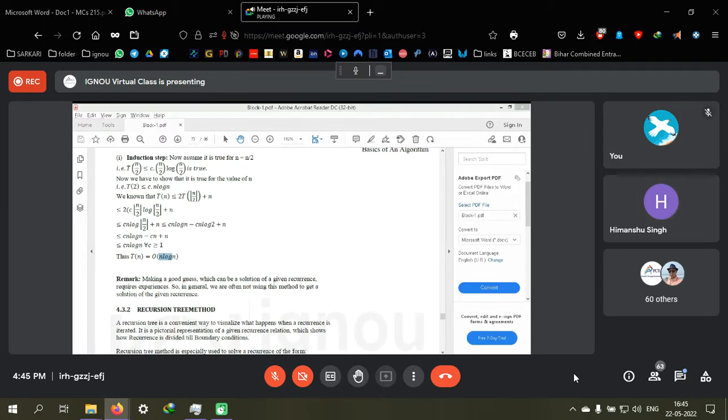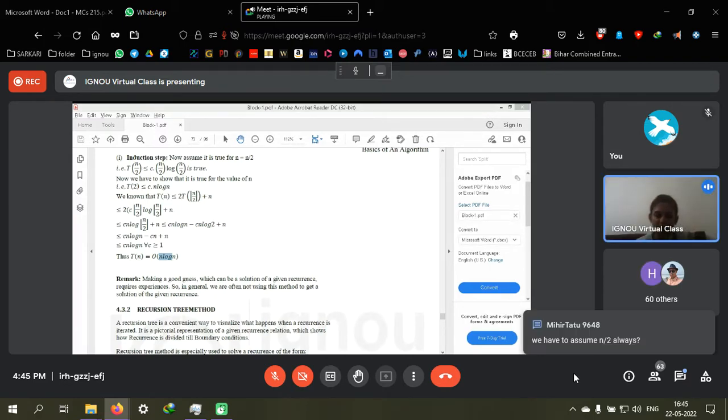Okay. Now, with this method, you have to assume 1, then 2, and then n divided by 2. Here you have to solve the 3 steps. Right? So with this method, we completed our block 1. Now, I'm going to start block 2.